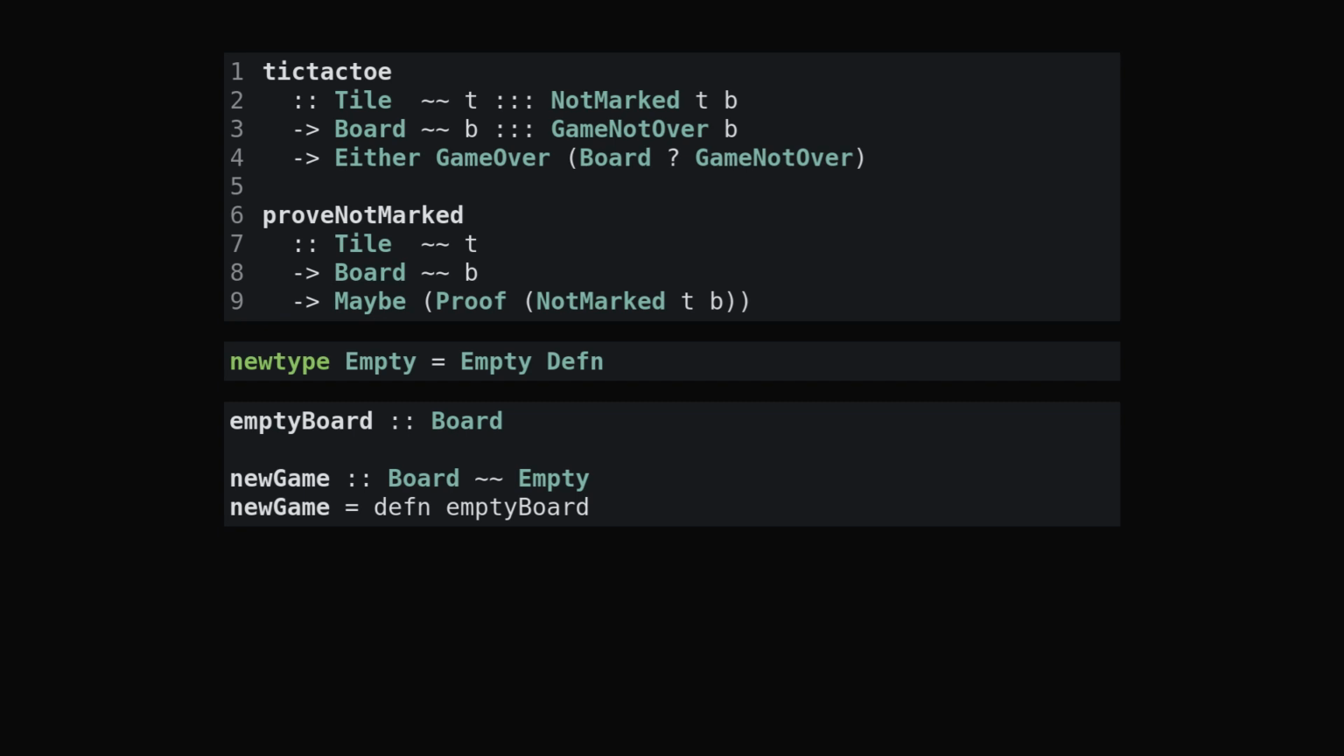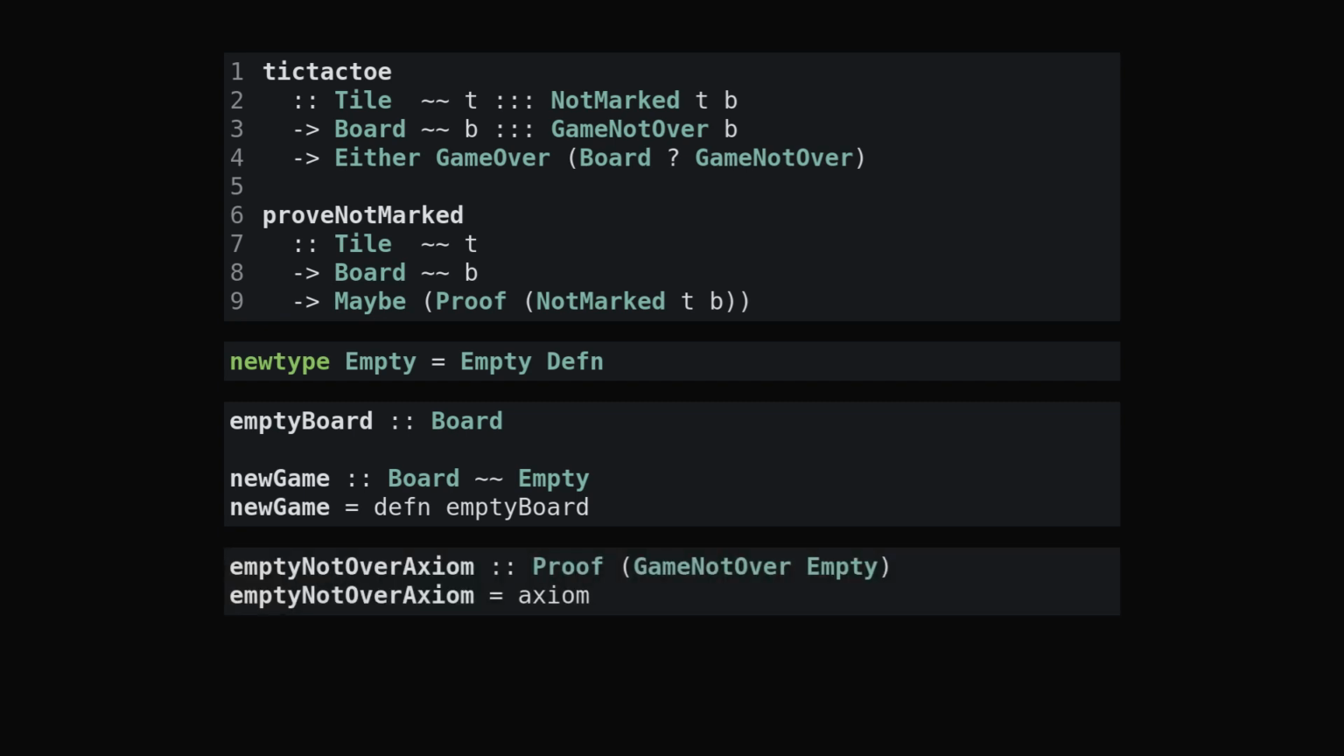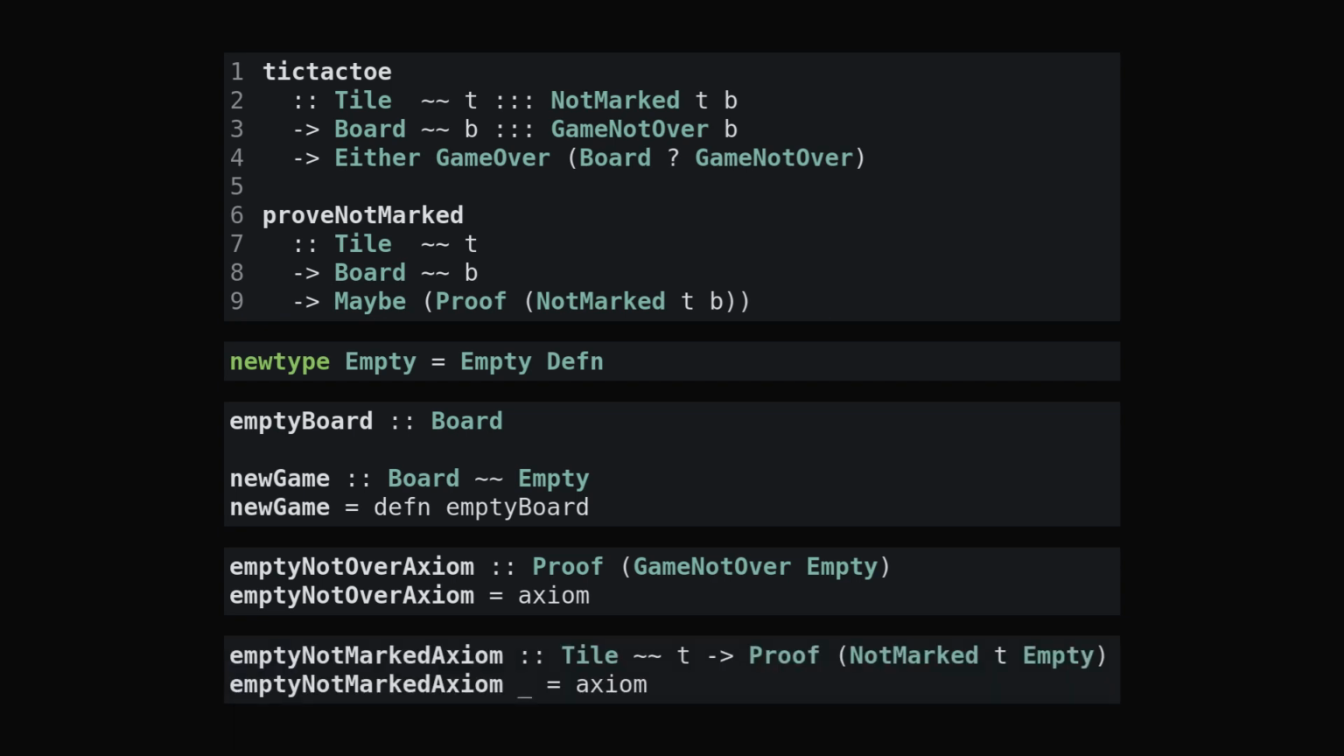Remember that the constructor of empty is not exposed, so nothing else can be given this name. We then claim axiomatically that the empty board is not in a game over state. No checking required. We already have a way to prove a tile is not marked, but as a bonus, we can claim axiomatically that given any tile, the empty board is not marked by that tile. Again, no checking required. We now have an initial state trivially proven correct and a procedure that, given some correct state, gives the next correct state. This means that by induction, we know that our application only contains correct states and that they were produced correctly.